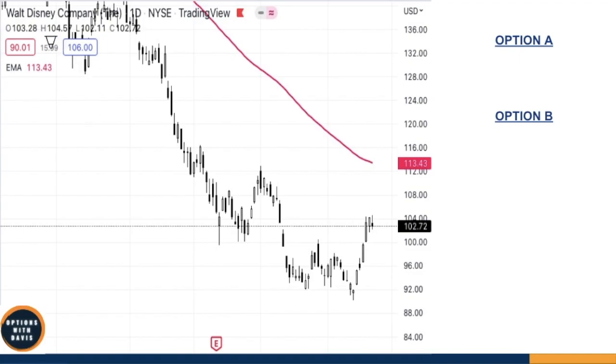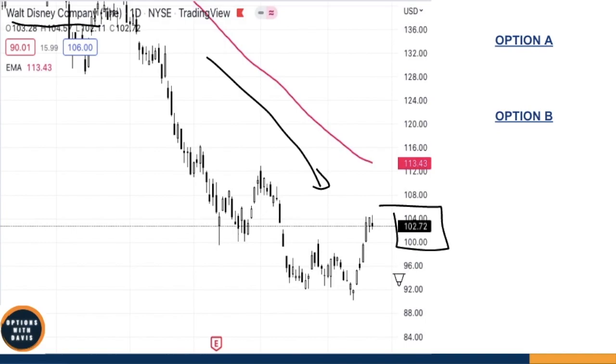So this is the stock of Disney, and as you can see, it has dropped quite a bit. At this time, let's just imagine that you want to buy 100 shares of this stock. You think that $102.72 is a good place for you to buy, and you're looking to buy 100 shares.